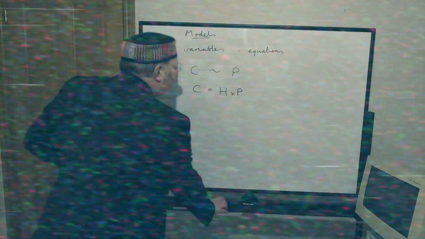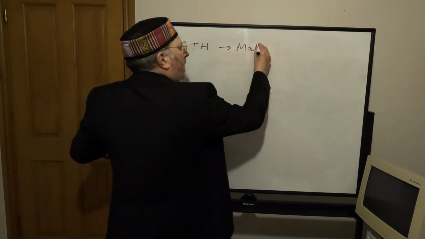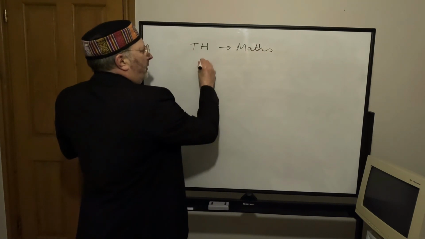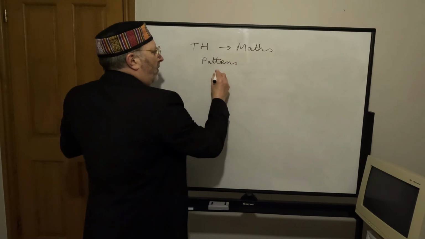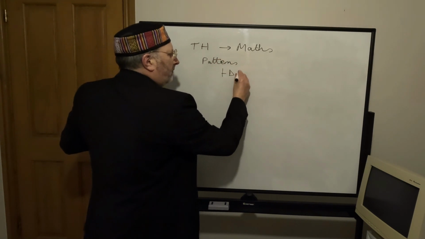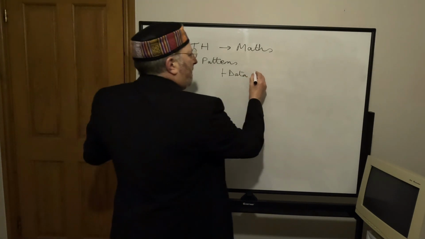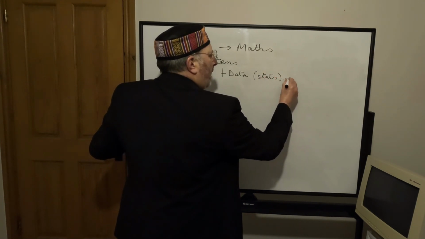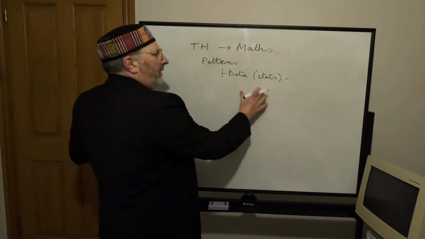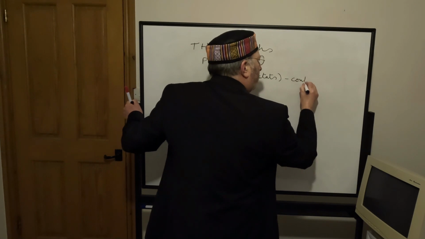So to summarize, as theoretical historians, we're going to get involved in mathematics because we're looking at patterns. So we've got data, which necessarily gets us embroiled in statistics, and with the statistics we're then confirming the existence of patterns.